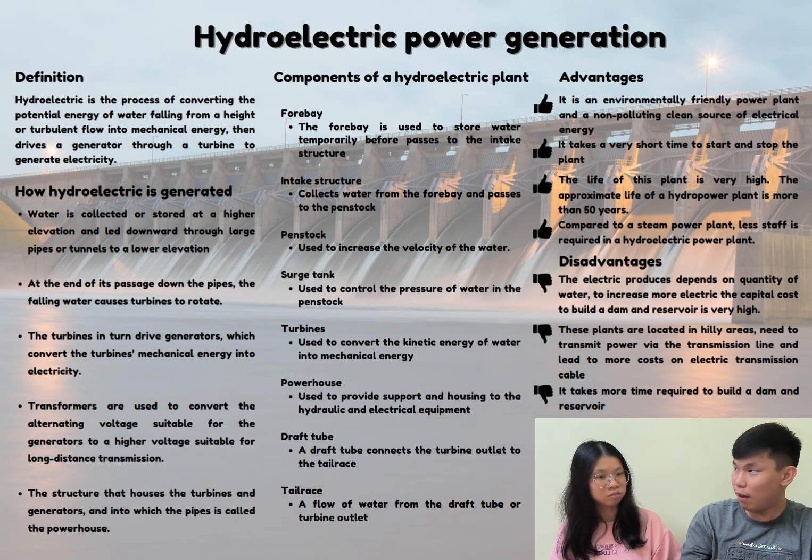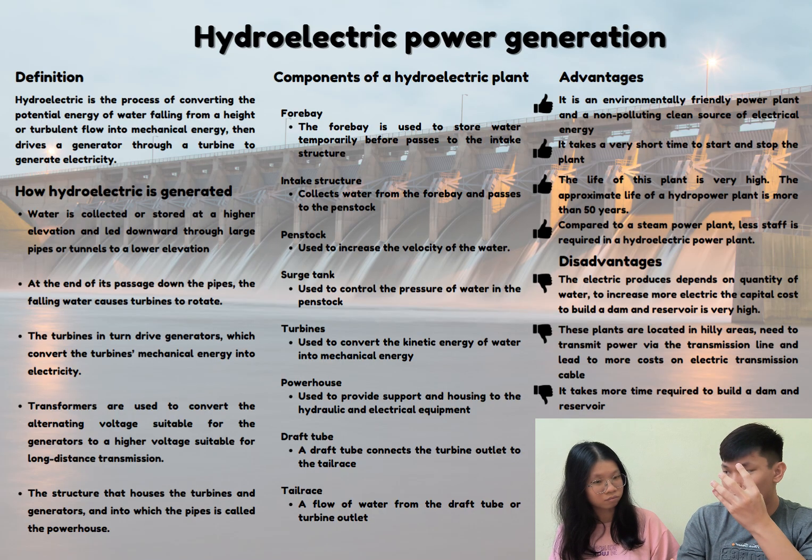But in fact, there are also a lot of disadvantages. The electricity produced depends on the quantity of water. When you use more water, it will produce more energy while the turbine is spinning. When you use less water, the water will not produce as much energy. Yes, unable to produce more energy.